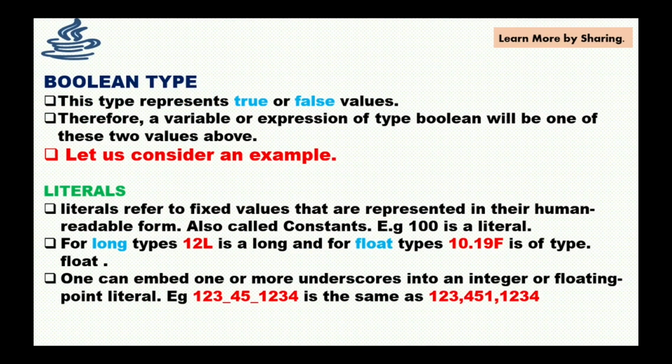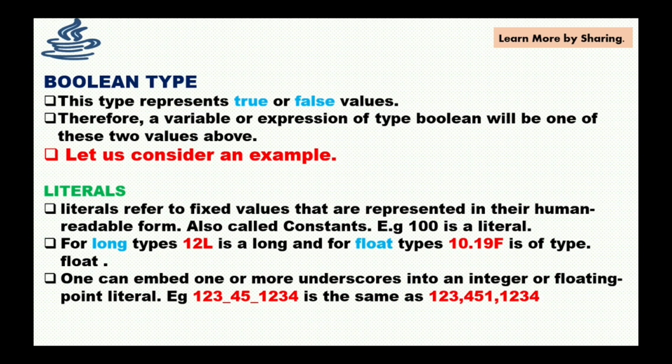All right, so the Boolean type. Boolean is also a data type in Java programming. This type represents true or false values. Therefore, a variable or expression of type Boolean will be one of these two values. So we have a true or false data type that can be used to work with expressions where you would want to get a true or false answer.